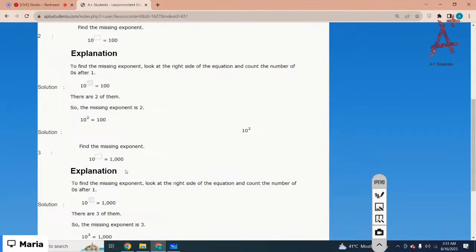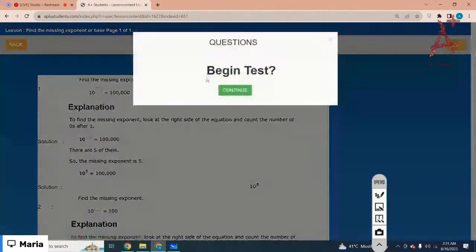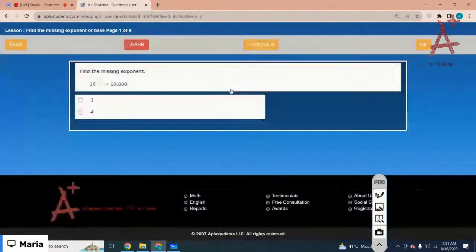Let's just start with the practice questions. Okay, find the missing exponent. You have 10,000, right? Just count the number of zeros for the digit on the other side. You have 1, 2, 3, 4 zeros, right? So you can write it as 10 exponent 4. That means the missing exponent is 4.